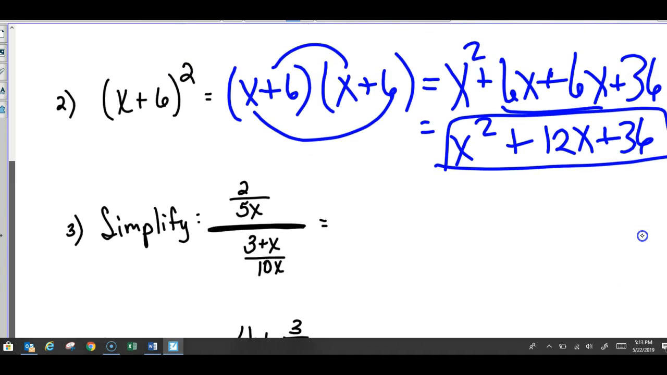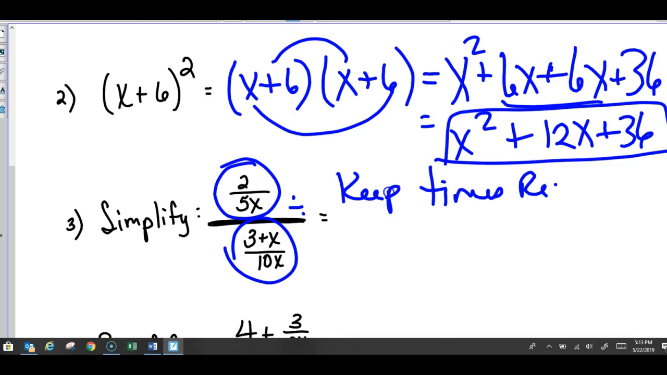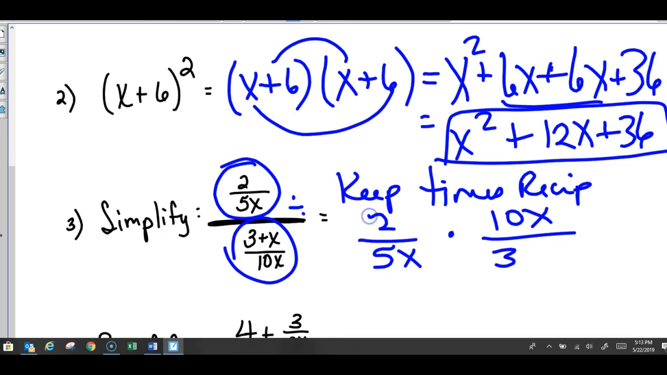Okay, on number 3, we've got one single fraction being divided by one single fraction. Now, as long as that's the case, we want to keep the first one and then rewrite it as times the reciprocal of the second one. So that means I'm going to keep 2 over 5x times, and now I'm going to flip the bottom one, 10x over 3 plus x.